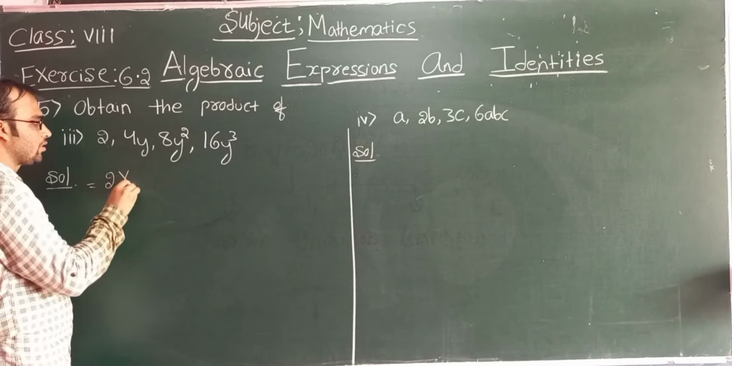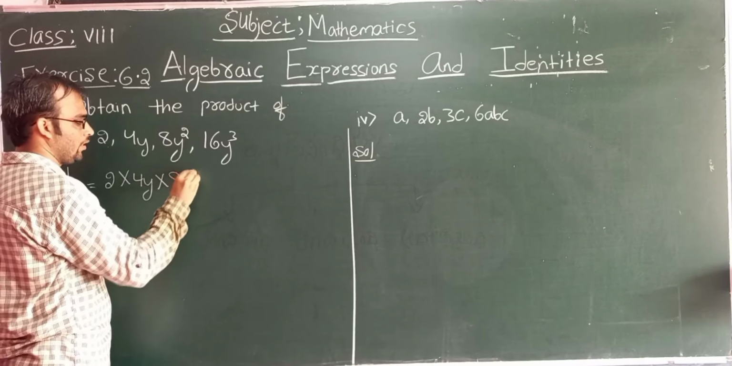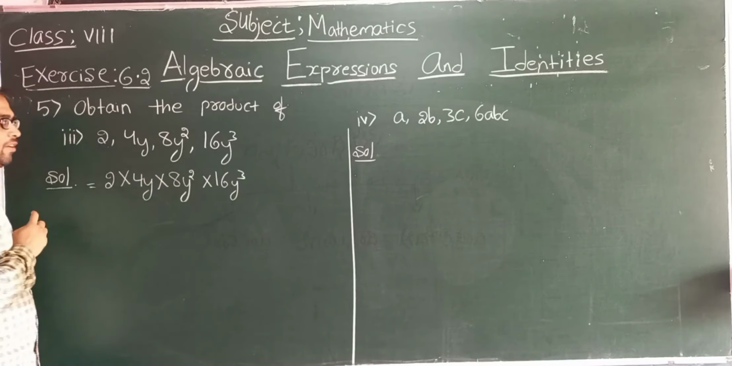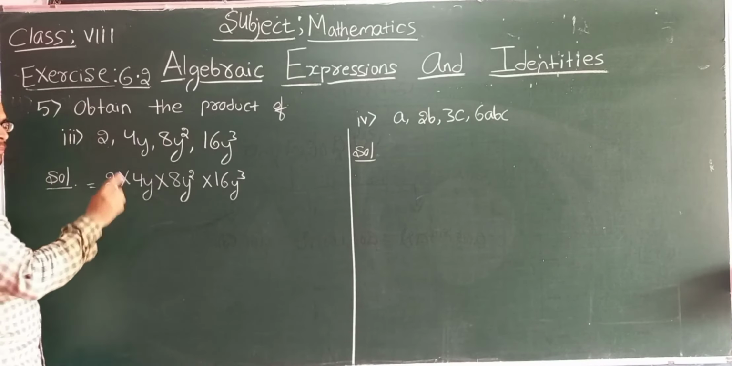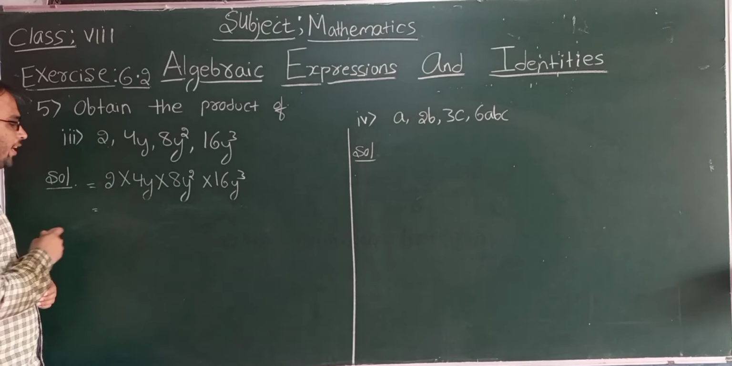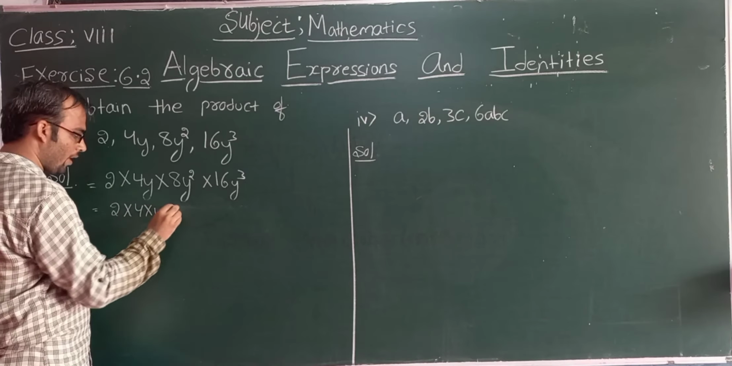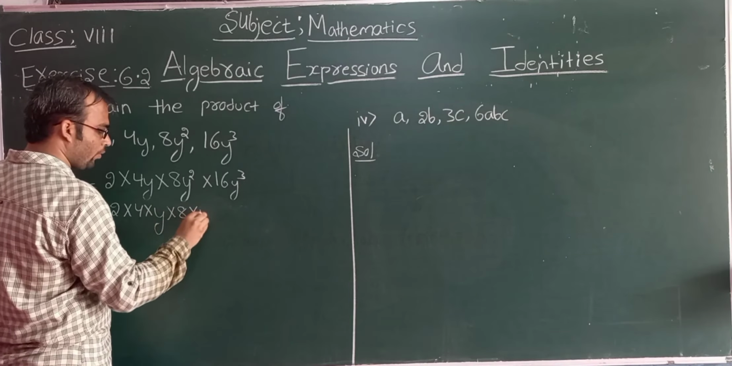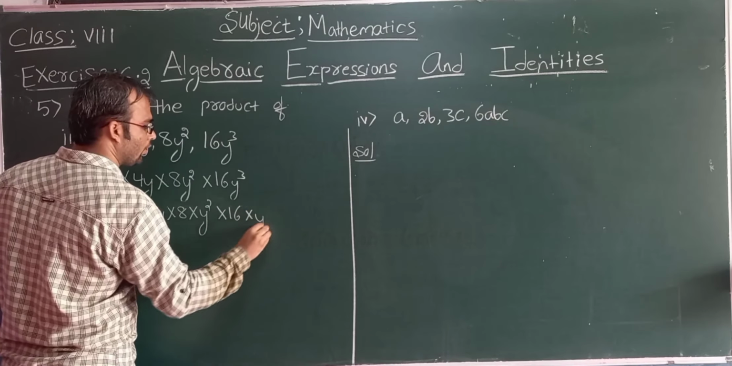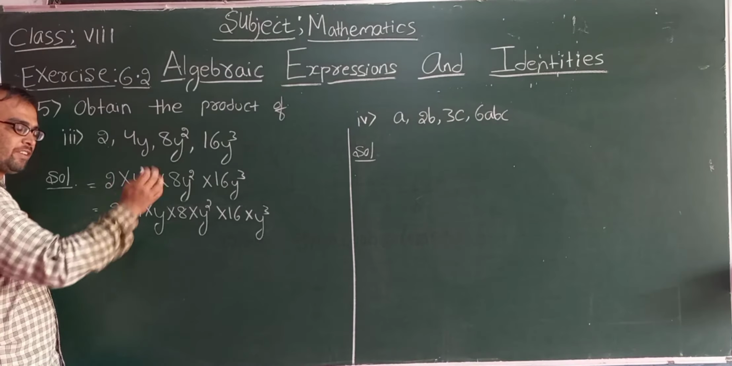Okay, so write this 4y square into 16y cube. So what we have done, in place of comma we have written the multiplication sign. Why? Because we need to find the product of these words. Now rewrite this. So 2 into 4 into y, 8 into y square, 16 into y to the power 3. Now students, group numbers one side and variable one side.